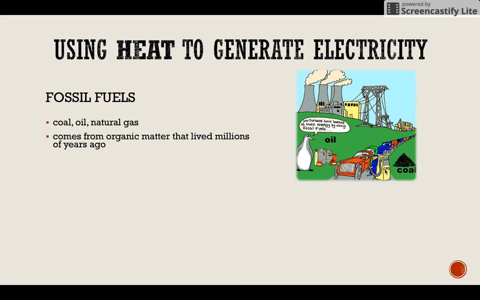The term fossil fuels means that it comes from organic matter that lived millions and millions of years ago. So that acts as the fuel. However, one thing to note about fossil fuels is, as you probably know, they're a non-renewable resource. Once we use them up, we can't get them back.